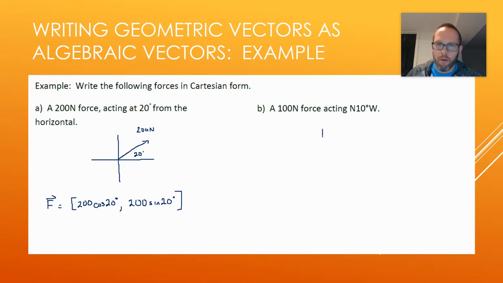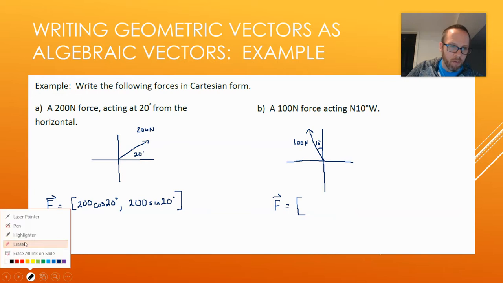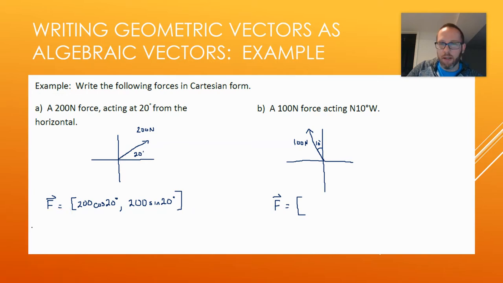Let's take another one. 100 Newton force acting north 10 degrees west. So north 10 degrees west is this way, right? So that's 10 degrees, 100 newtons. To write this force as a Cartesian vector, remember, we need the angle from the positive x-axis, right? That's not too hard to find here. If it's 10 degrees from north to the westerly direction, and it's 90 from east to north, right? This is 90. And this entire angle is just 100 degrees, right?